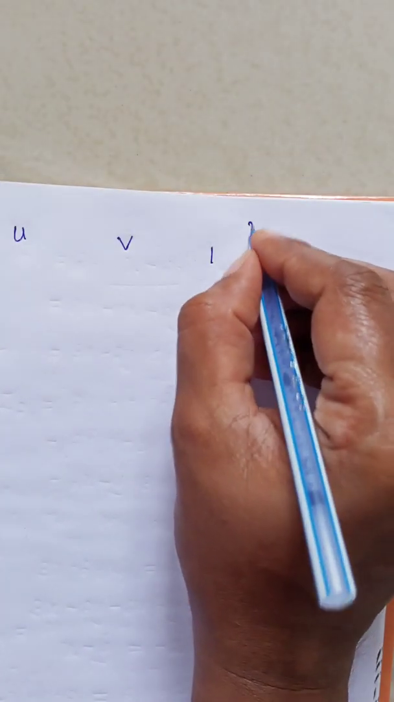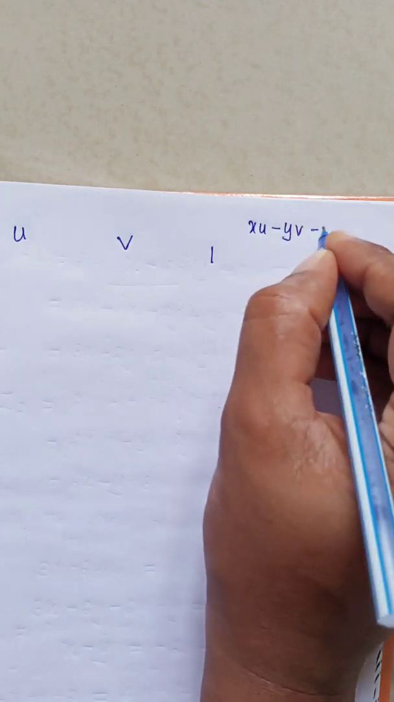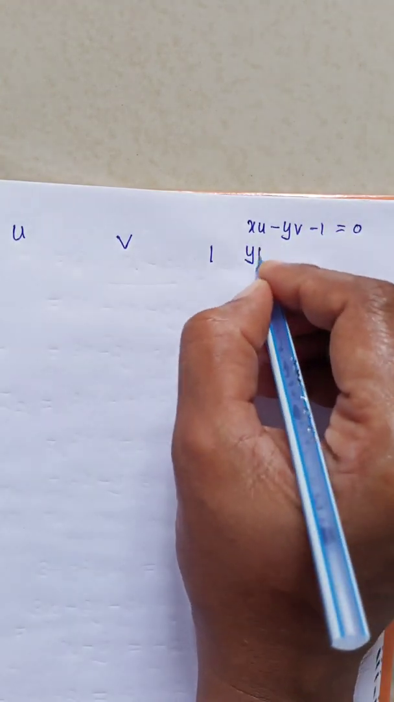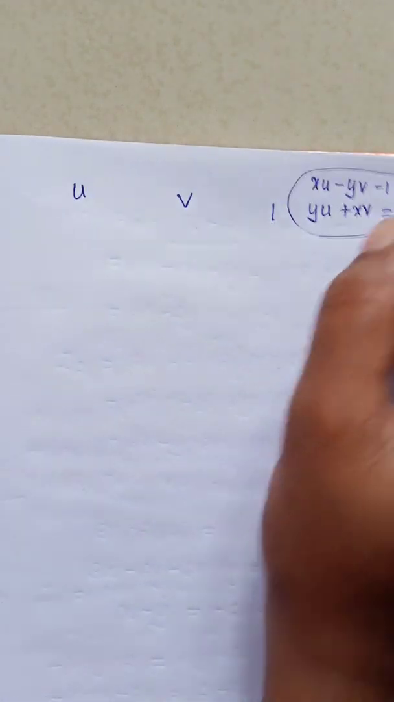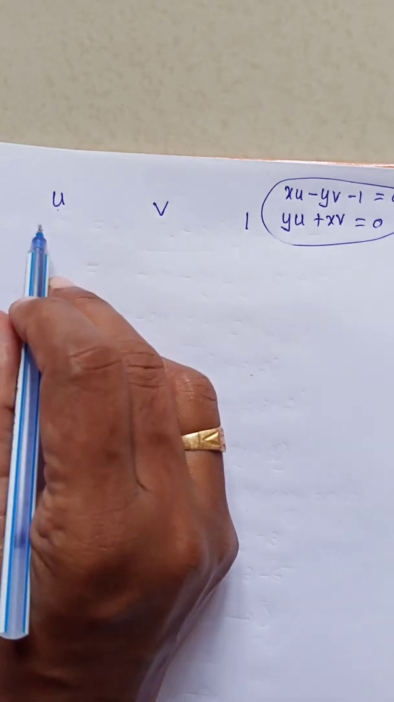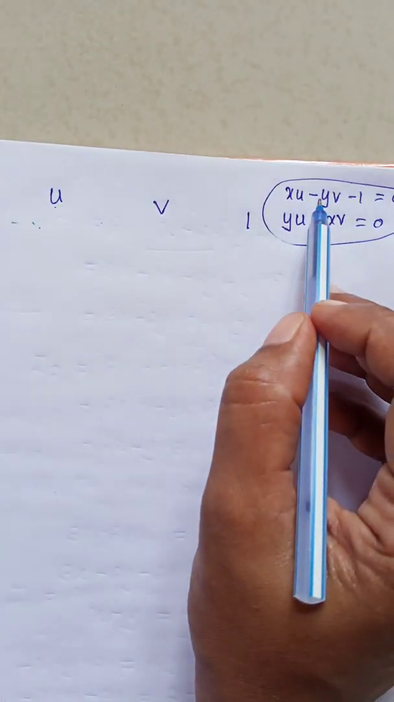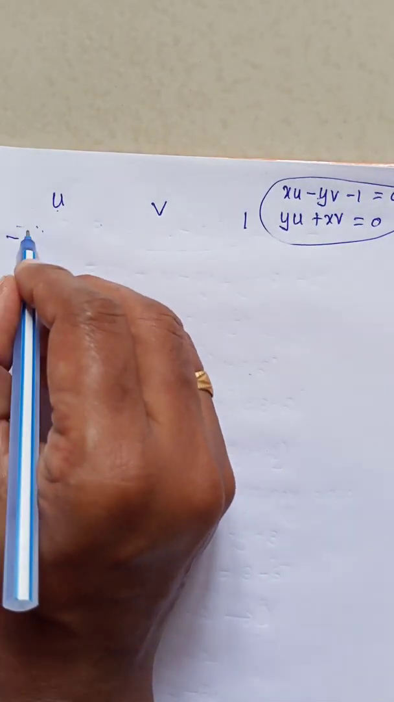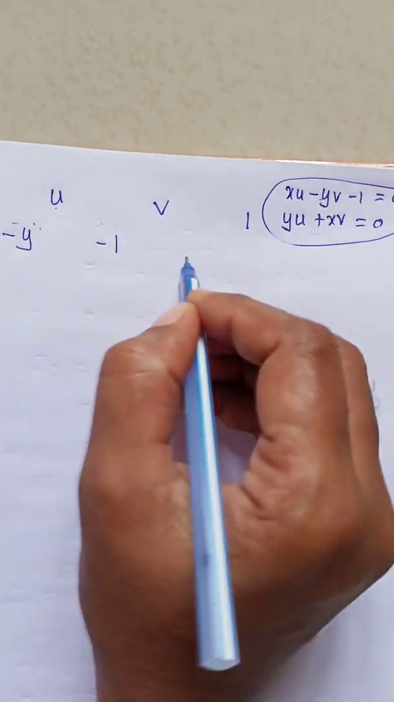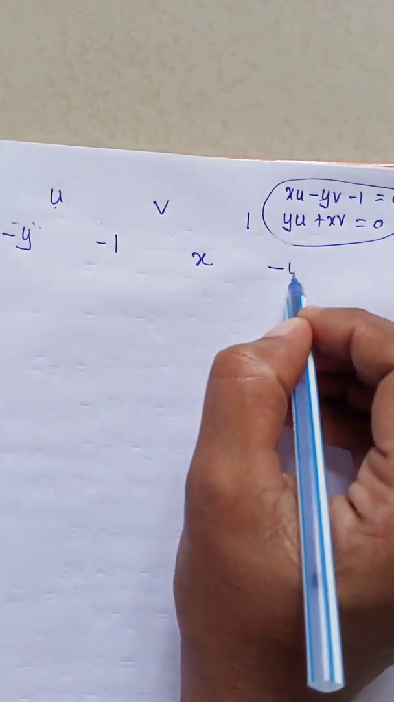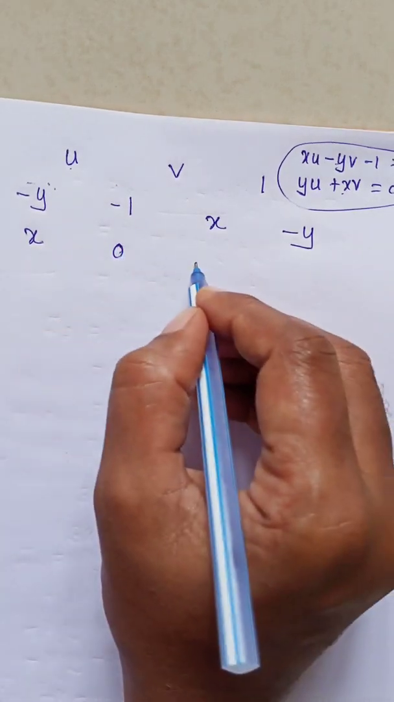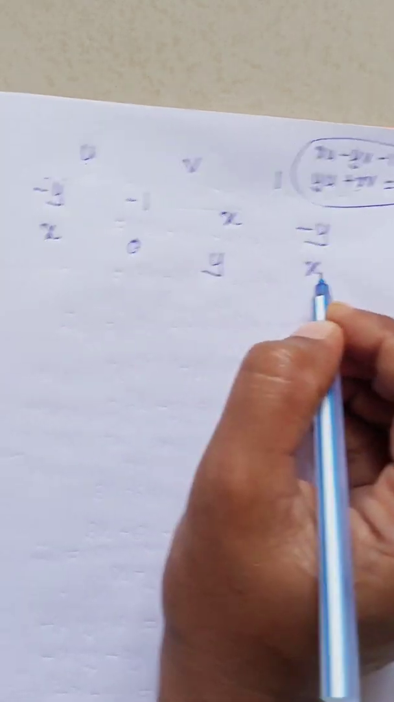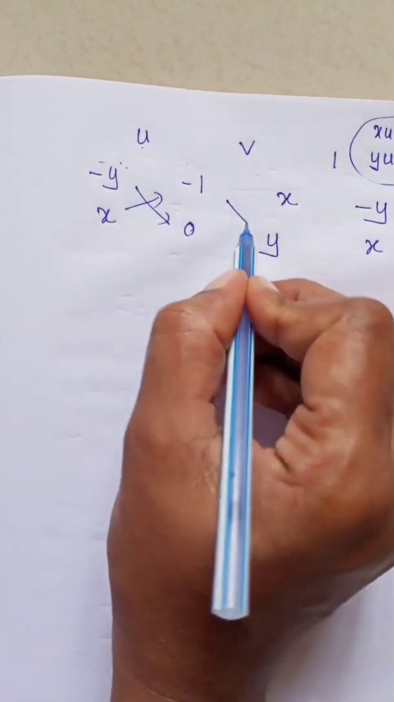Let me write the equations. xu minus yv minus 1 equal to 0. The next equation is yu plus xv is equal to 0. These are the two equations. When we write here, how do we have to write? We will be writing from the second term. Minus y, minus 1, then x again, minus y. Then for the second equation, start from the second term. x, 0, constant term is not there. Again y, x. Then we will put the arrow marks.